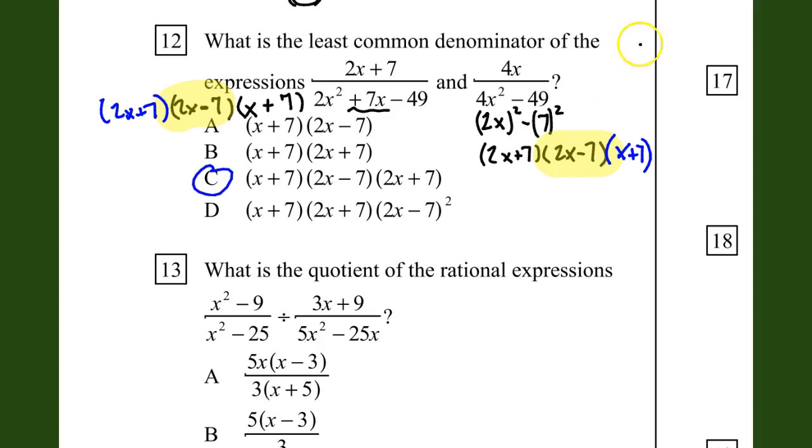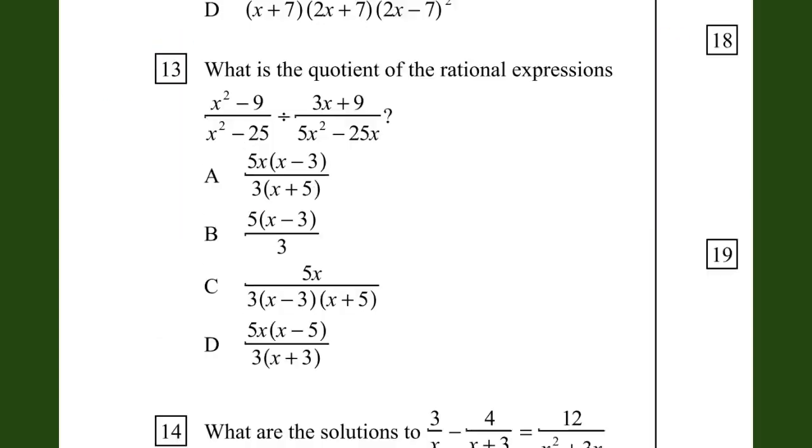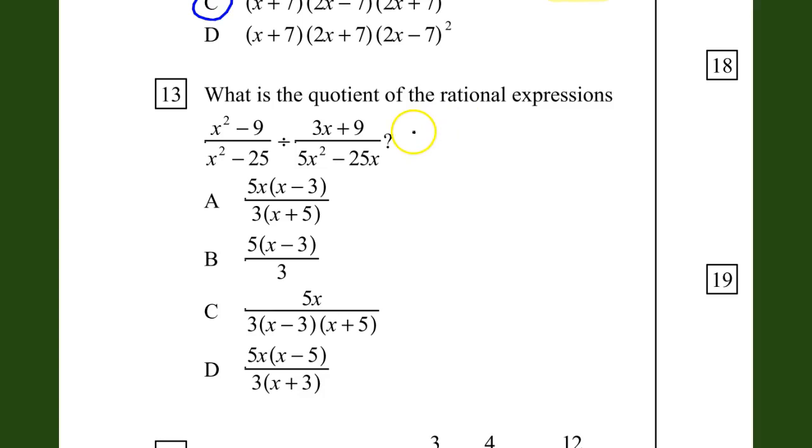Okay, let's go down 13. This time it's division, so just have to flip things around a little bit. So we'll have on top x squared minus 9, that's x squared minus 3 squared, right? So we have x plus 3, x minus 3 there. Difference of squares. Same idea on the bottom, right? This is minus 9, so it's 3 and negative 3. This is minus 25, so we'll have plus 5 and negative 5.